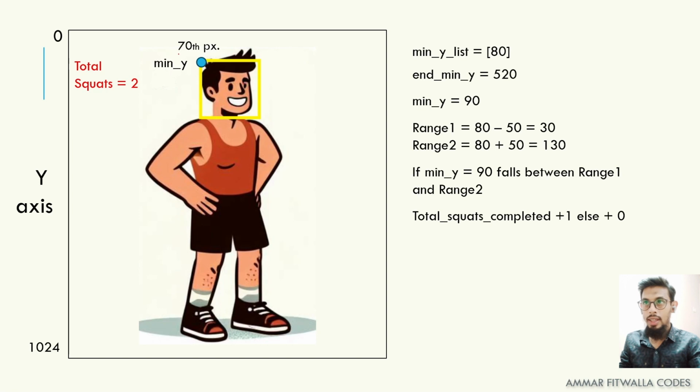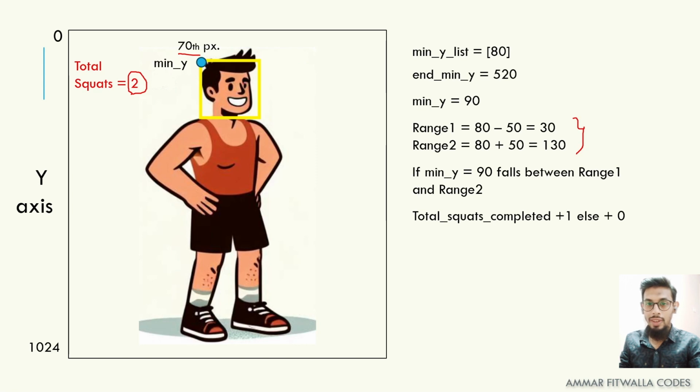Okay, and when the user tries to do the second squat, the min y value could be at the 70th pixel. Okay, now again this time we will check whether the current min y value, which is 70, falls under this range or not. Okay, falls between 30 and 130 or not. If it does, we are going to increase the squat count by 1.